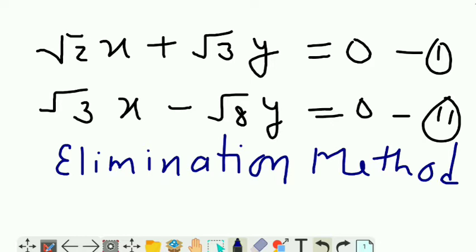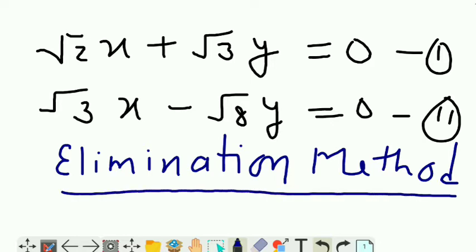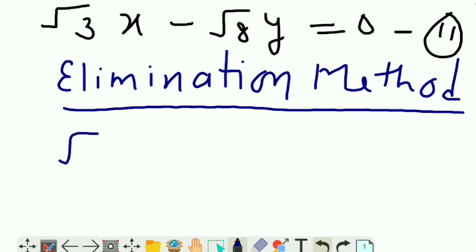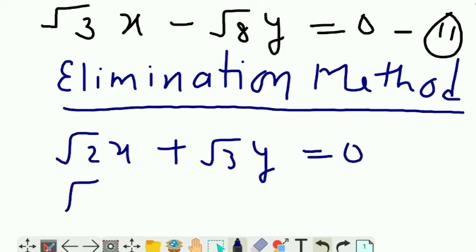In the elimination method, what we will do? We will cancel any one variable. It means we need to do those things by which we can remove, we can delete, we can cancel any one variable term. So see here how we will do. We will note down both the equations, that is root 2 x plus root 3 y is equal to 0, and the second is root 3 x minus root 8 y is equal to 0.